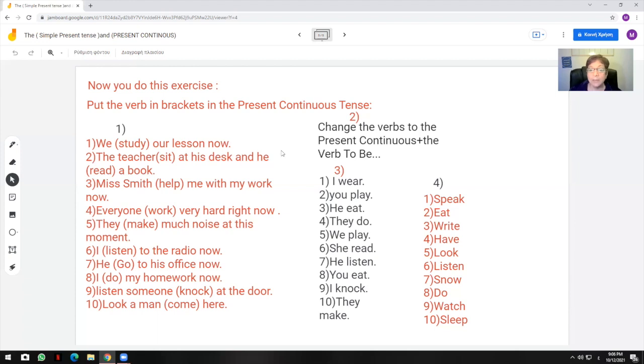Okay, and I tell you that. Change the verbs to the present continuous. Here, the verbs, you must change them. فعل بالفعل يعني أنت هتغيرها to the present continuous. في ال present continuous plus the verb to be، زائد ال verb to be دايما عشان ما تنساش ال present continuous زائد the verb to be.